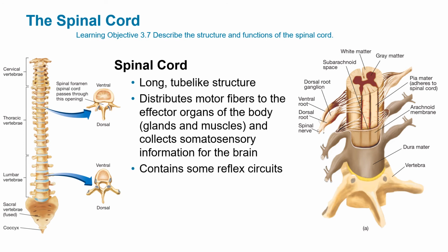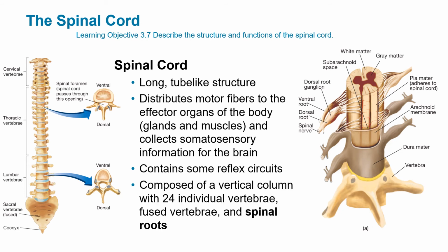It contains some reflex circuits. These are the reflex circuits we were talking about before, where some of those reflex circuits are in there, and they basically circumvent the need for information to go all the way to the brain. And it's composed of a vertical column, 24 individual vertebrae, fused vertebrae, and spinal roots. So all of those count together.